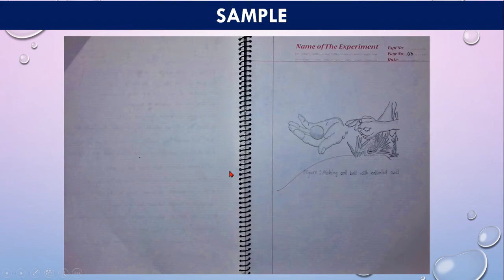Next, have a look, here is another page where you can see a drawn picture. When you draw the picture, again you have to draw it on the right hand side page, the one with margin. Do not write anything here. So this is how you will start your practical copy.